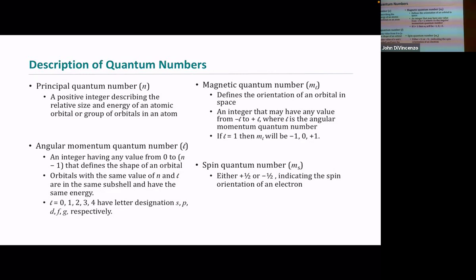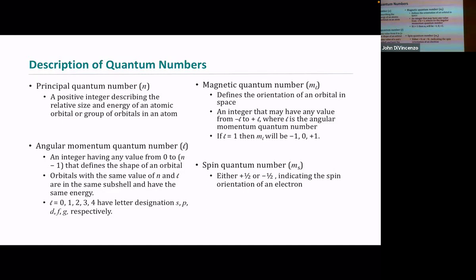I guess I should read it. I should correct myself. L is going to tell you the subshell. We need ML to tell us which orbital it really is. L has values up to n-1.